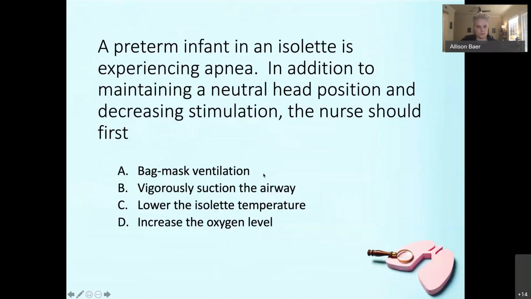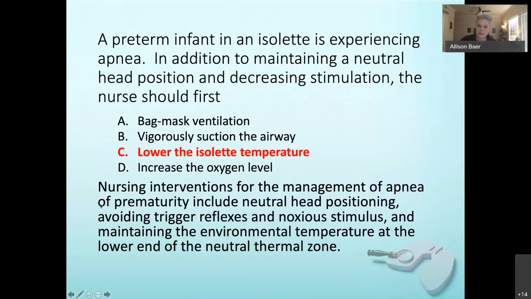And so the correct answer then is to lower their isolette temperature. So you want to make sure they're normothermic, they're not getting too warm. Again, your triggers or clues in this question is that they're talking about preventative measures, not necessarily intervention.